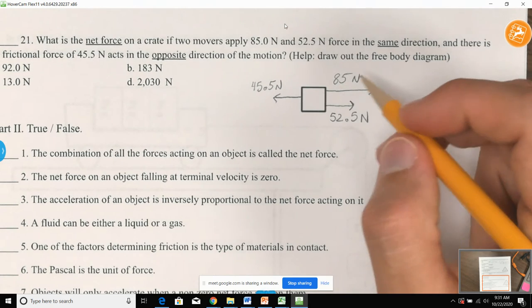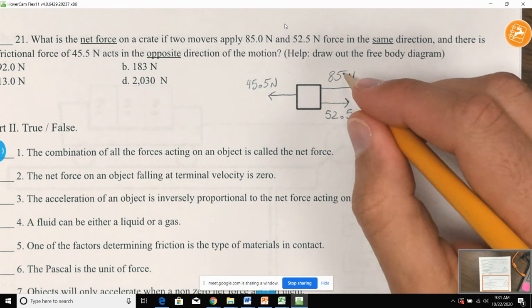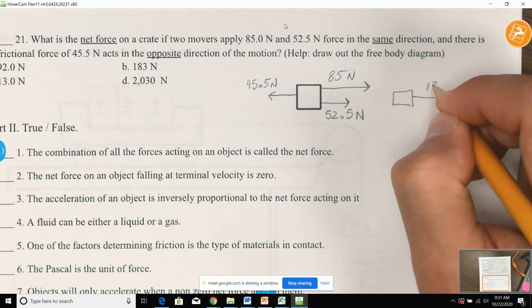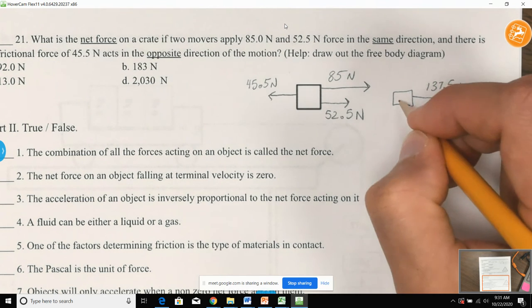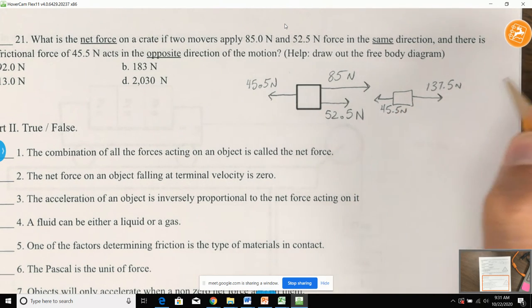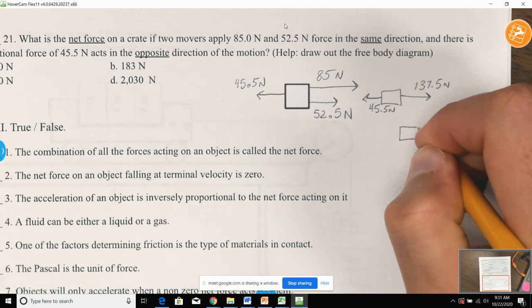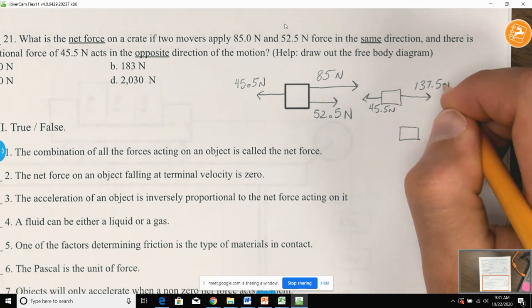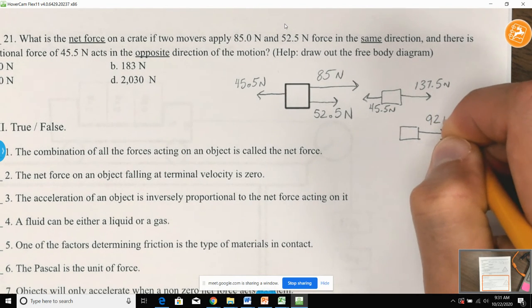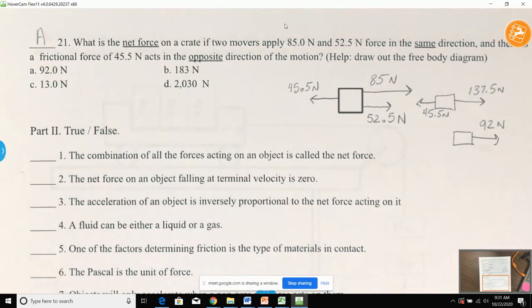What do I need to do? If they're in the same direction, what do I got to do first? Add them. So what is 85 plus 52.5? So we have 137.5 newtons to the right. We still have that 45.5 to the left. Now, what do I do? If they're in opposite directions, I subtract. Good. So it's 137.5 minus this guy, and I'm going to get a net force on this object of 92 newtons. So we're looking at letter A. All right, A. Okay.